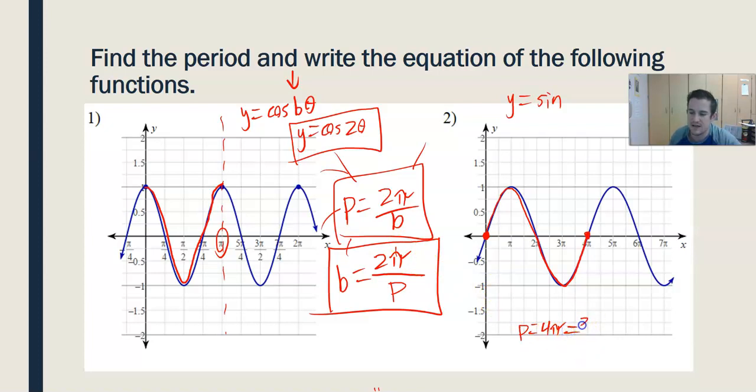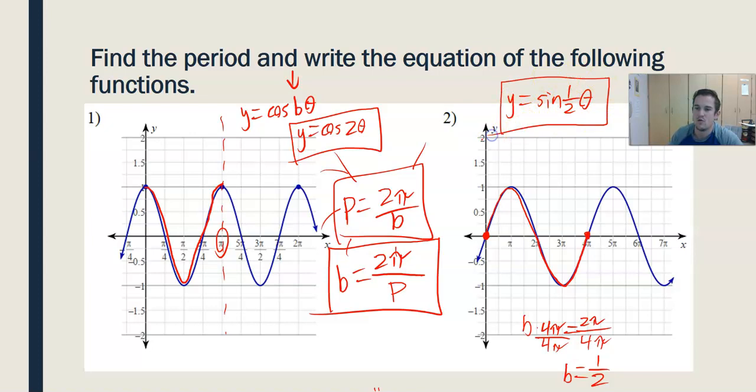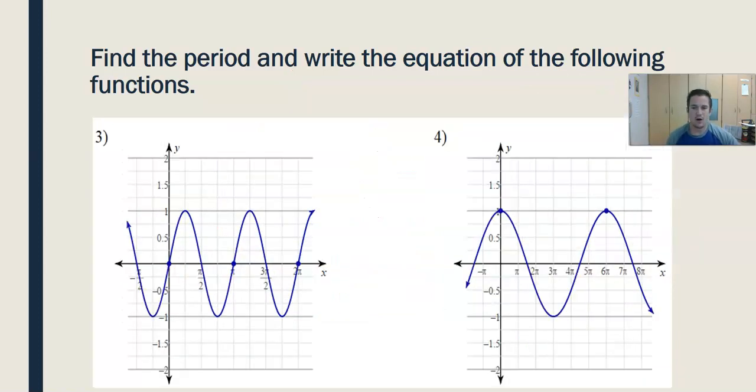Well, since period is equal to 2 pi over b, I'm going to go ahead and multiply by b on both sides. And then I'm going to divide by 4 pi on both sides. Well, 2 pi divided by 4 pi is 1/2. So my equation is y equals sine of 1/2 theta. And that's how I find the b value to put in my equation given the period that I can find from this graph.